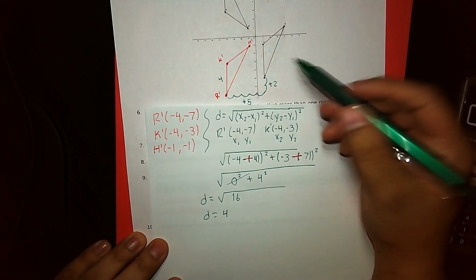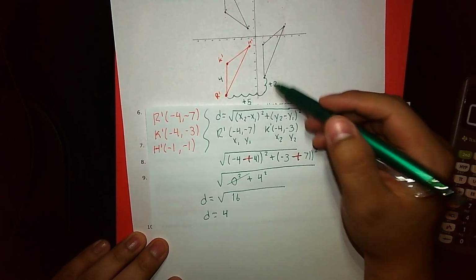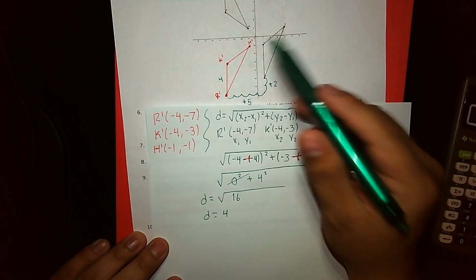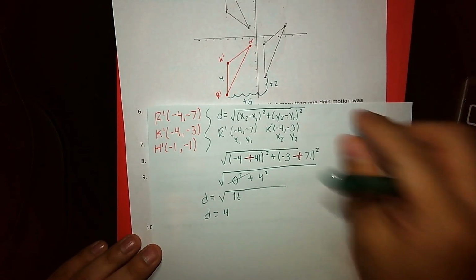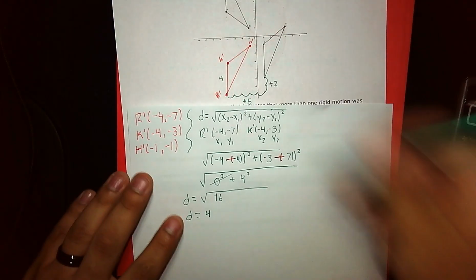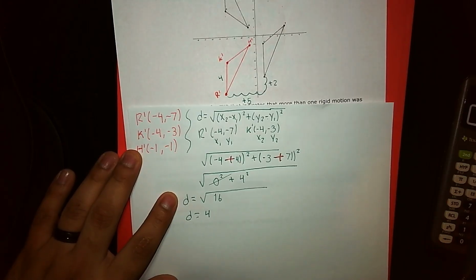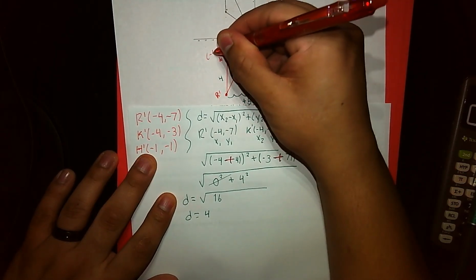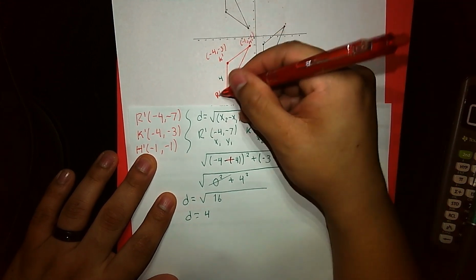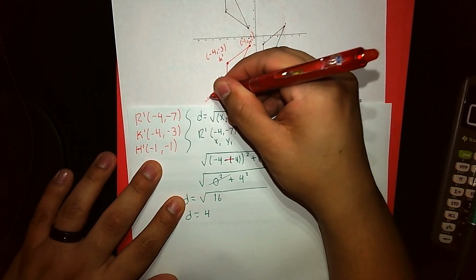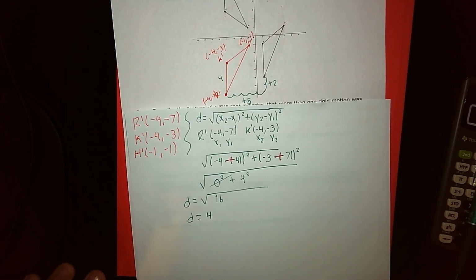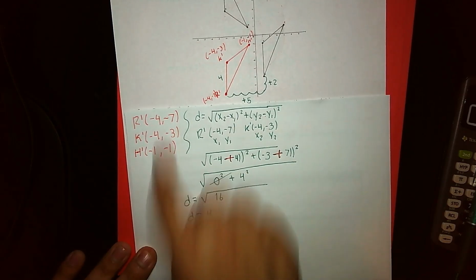All right, and I guess we'll just do the whole triangle before we move on to show that it preserved distance. So what about K prime to H prime? I'm going to write these coordinates here just so I don't forget where they are. So it looks like K prime is at (-4, -3), this is at (-1, -1), and this is at (-4, -7). This is just for me to know where my coordinates are when I'm doing this without this here anymore.